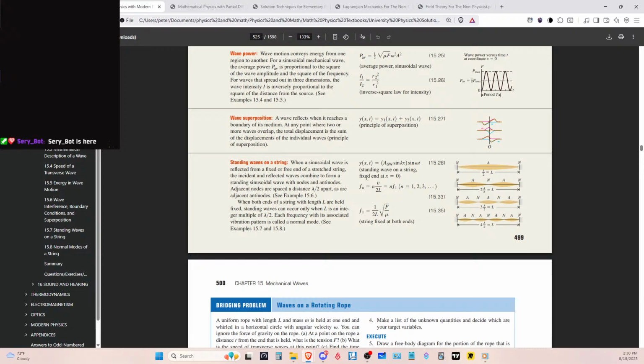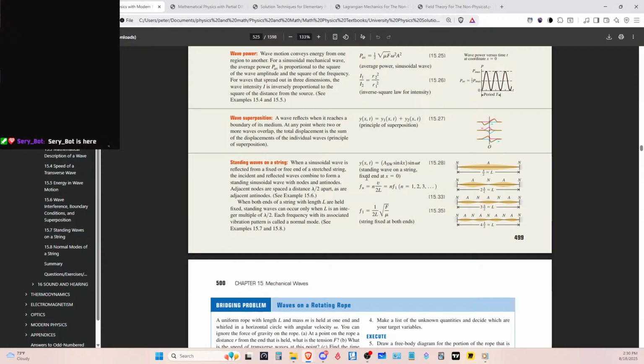Okay. When a sinusoidal wave is reflected from a fixed or a free end of a stretched string, the incident and reflected waves combine to form a standing sinusoidal wave with nodes and antinodes. Adjacent nodes are spaced a distance lambda over 2 apart, as are the adjacent antinodes.